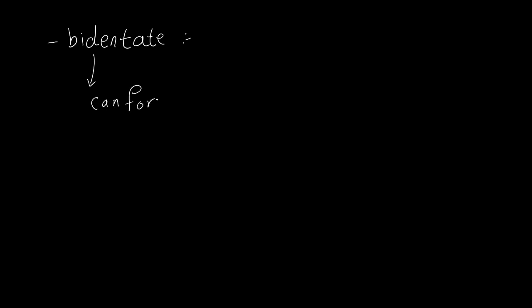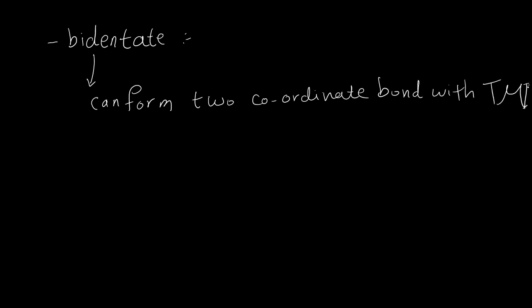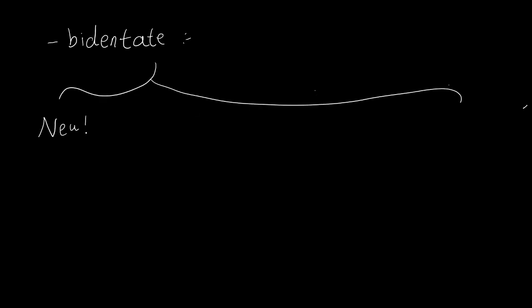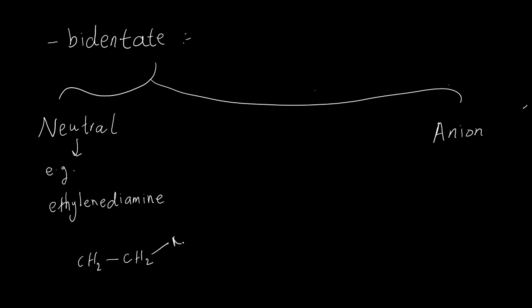Let's move on to the second type of ligand called bidentate ligand. This ligand can form two coordinate bonds with transition metal ion. It can also be two things: neutral bidentate ligand and anion. Let's take the first part, which is neutral. Example of neutral is ethylene diamine, and you can see its abbreviation in several examples in this way.